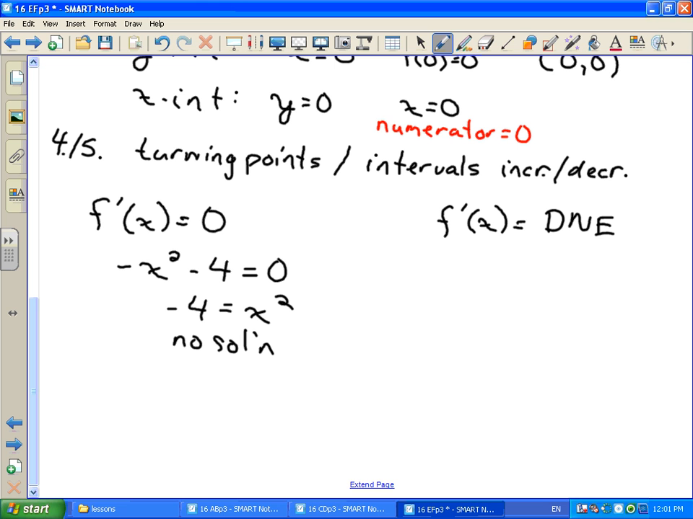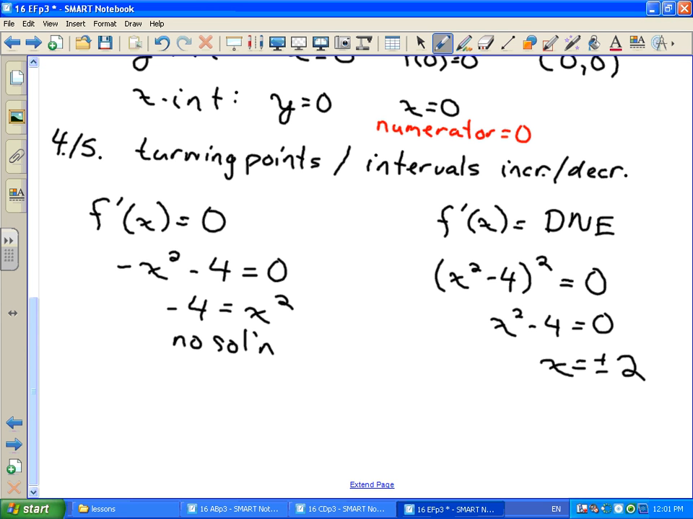Where does our first derivative not exist? We take the denominator of the first derivative and we set it equal to 0. So our denominator is x squared minus 4, all squared. Set that equal to 0, which is going to solve to give us positive and negative 2.